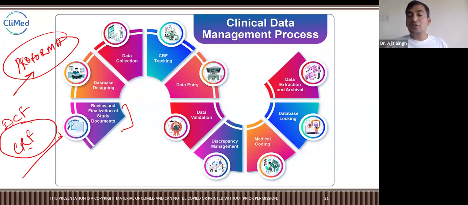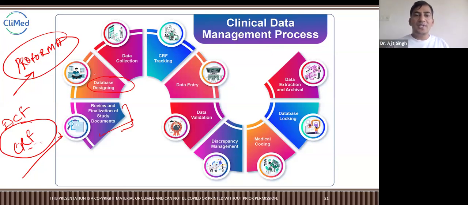CDM people start working from the first stage, where they review and finalize the study documents like CRF and protocols, and then based on that they design the database, electronic data capture. They design the electronic data capture forms, like in RMS or RevMan or REDCap. They create the entire design and give access to every site or every investigator, where they come and keep those things in the electronic data capture format, right?